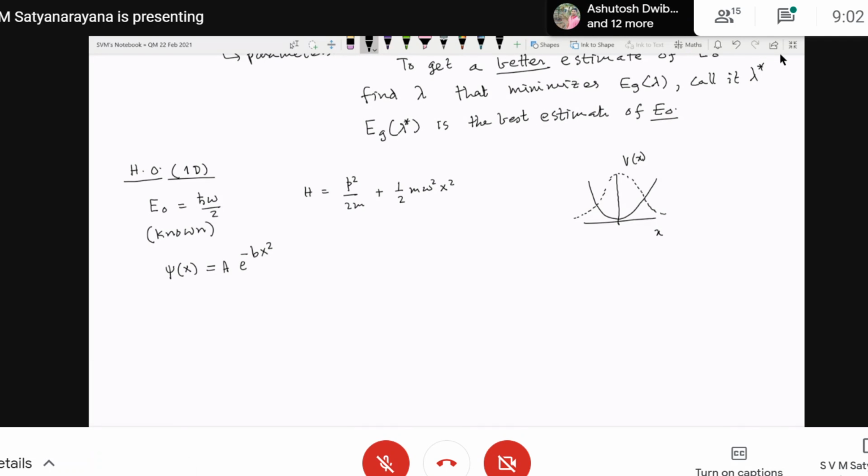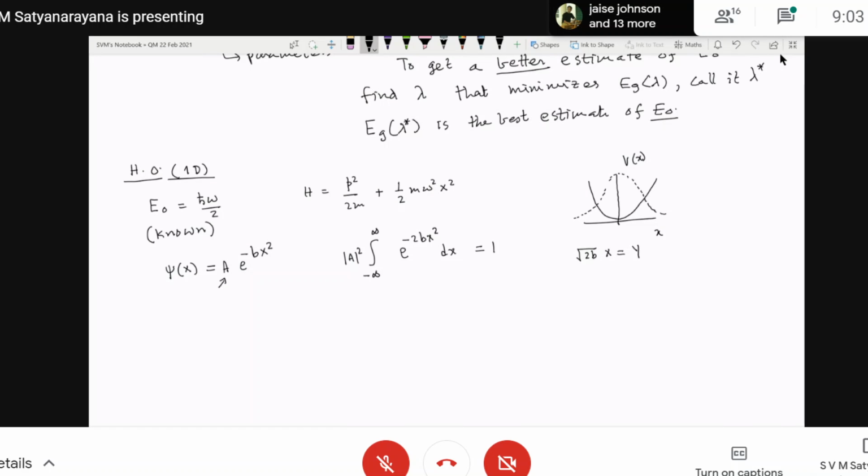Now what we should do is find this A, by doing normalization. So it is the integral from minus infinity to infinity of mod A square into e to the power minus twice b x square dx. This is equal to 1. Okay, so let us define root 2b into x to be some y.